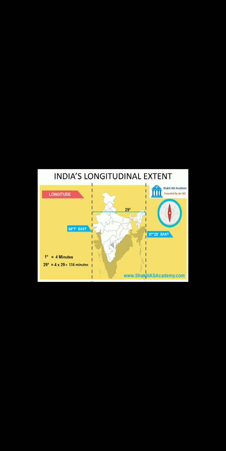Here we have the longitudinal extent. As you can see, India is located between 68 degrees 7 minutes east and 97 degrees 25 minutes east longitude. Roughly, the latitudinal extent and longitudinal extent of India correspond to about 30 degrees.